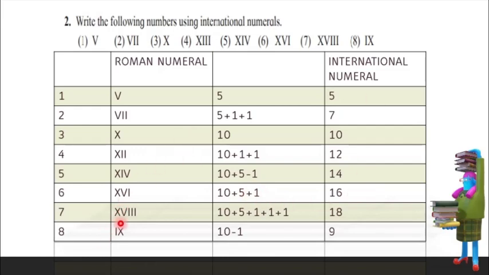Next question. X, that is 10, V, that is 5, I, which is 1, again 1 and 1. So 10 plus 5 plus 1 plus 1 plus 1, which is 18. Eighth question. X is given and on the left hand side one I is given. If anything is present on the left hand side, we need to subtract it. So 10 minus 1 is 9.